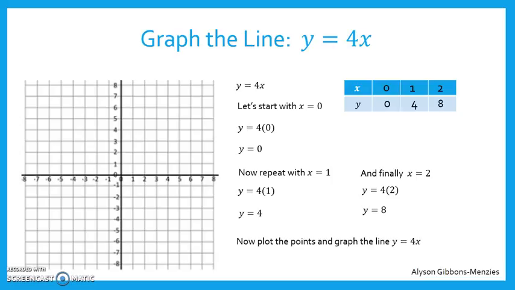Now I'm going to plot my points of x and y on the graph to make the line y equals 4x. So I plot 0, 0, 1, 4, and 2, 8. And then I draw my line.